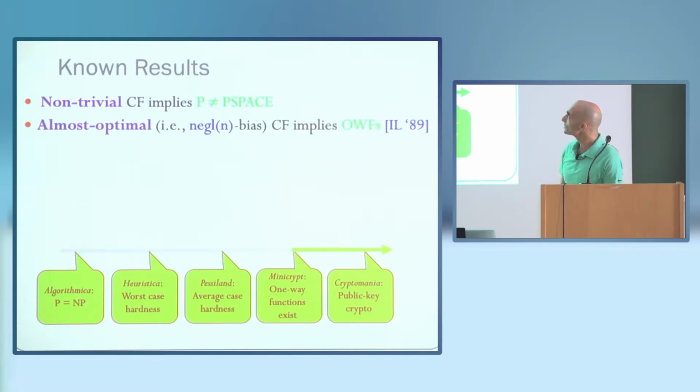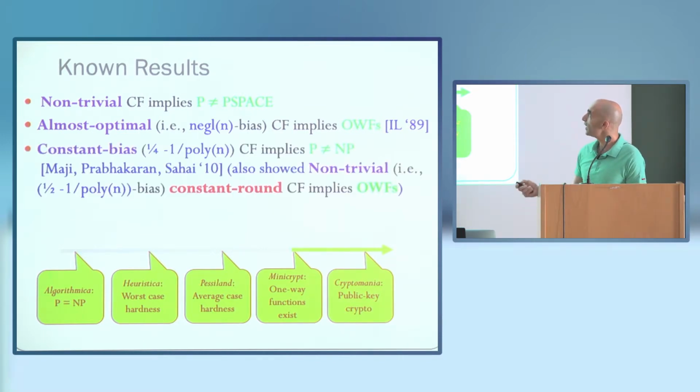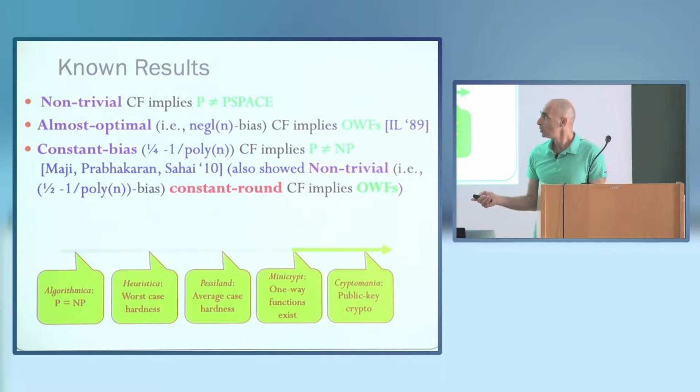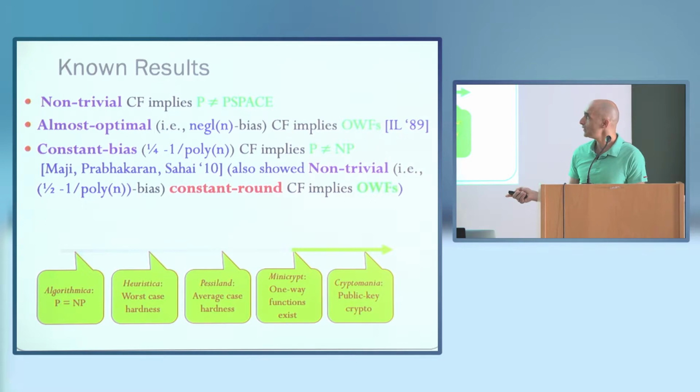So Impagliazzo and Luby showed that negligible bias coin flipping does imply one-way functions. But here I'm going to focus on constant bias. So I'm asking for something weaker. Can I do that without one-way functions? So it's been 21 years until Maji et al. showed that if you have coin flipping, then P cannot be equal to NP. So they colored this realm red.